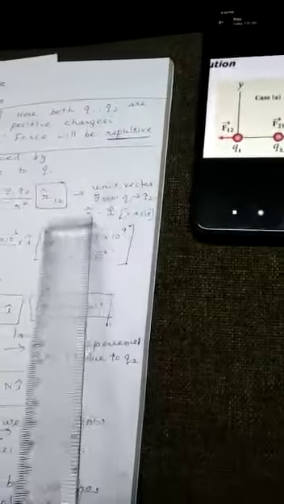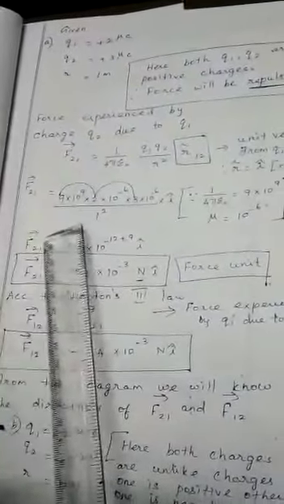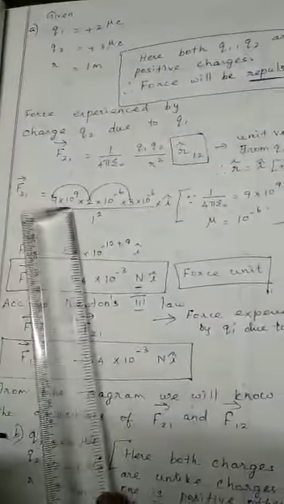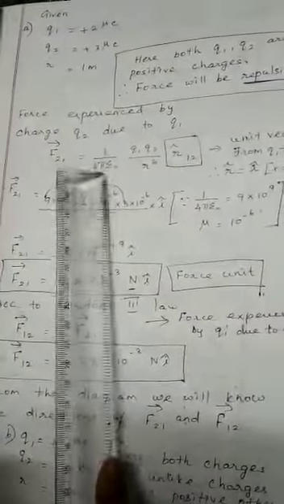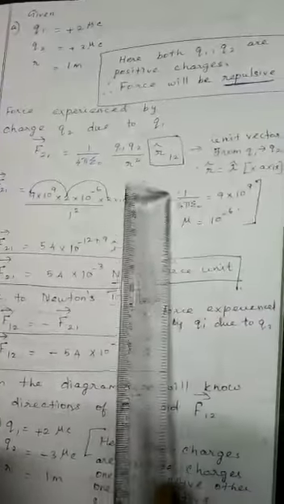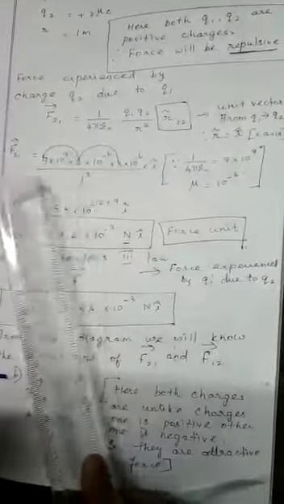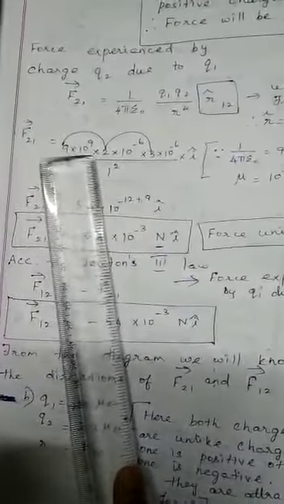It is given in the x direction, so we take it as i cap. If it were given in the y direction, we could take it as j cap. So the unit vector R cap equals i cap. Now we substitute the values. F21 vector equals 9 into 10 power 9. This is 1 by 4 pi epsilon naught, which is a constant value, 9 into 10 power 9. And micro means 10 power minus 6.